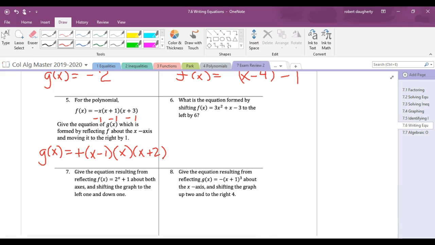What's the equation formed by shifting f of x, this polynomial, to the left by 6? Okay, to shift this to the left by 6, I'm going to get a new polynomial, 3.